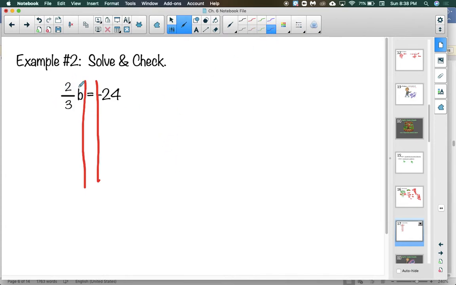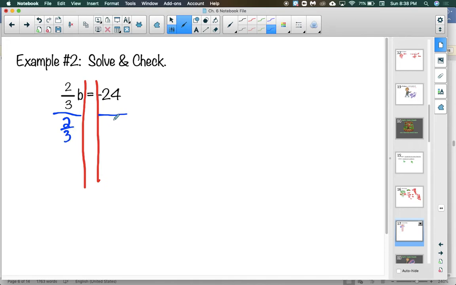So take a look at the variable side. I've got 2/3 b. So the number we have to get rid of is this 2/3. The operation that's happening, this is 2/3 b. Well, a number next to a variable is multiplication, so we need to use division to get rid of that fraction. So we're going to divide both sides by 2/3.